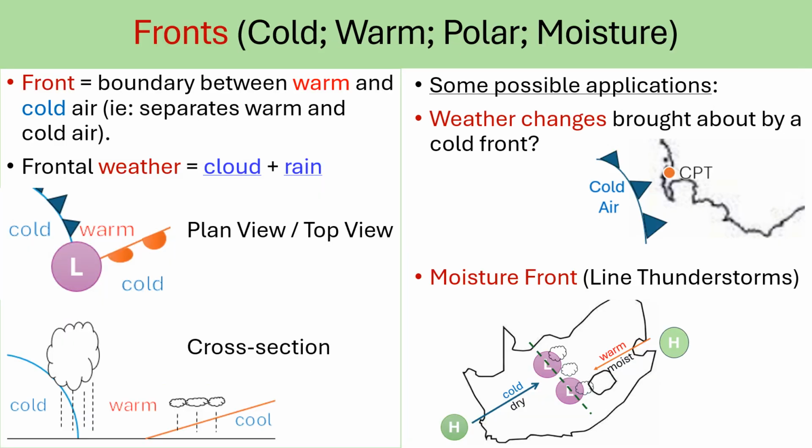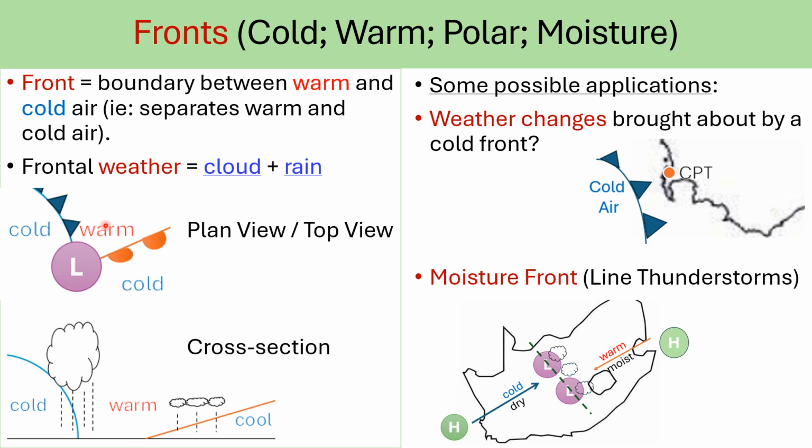There are two important facts to remember about fronts. Number one is that fronts always separate cold and warm air. Whenever you see a front in a diagram or on a synoptic map, remember that there is cold air on the one side of the front and warmer air on the other side of the front. The only reason why fronts appear or exist would be to separate warm and cold air from each other.